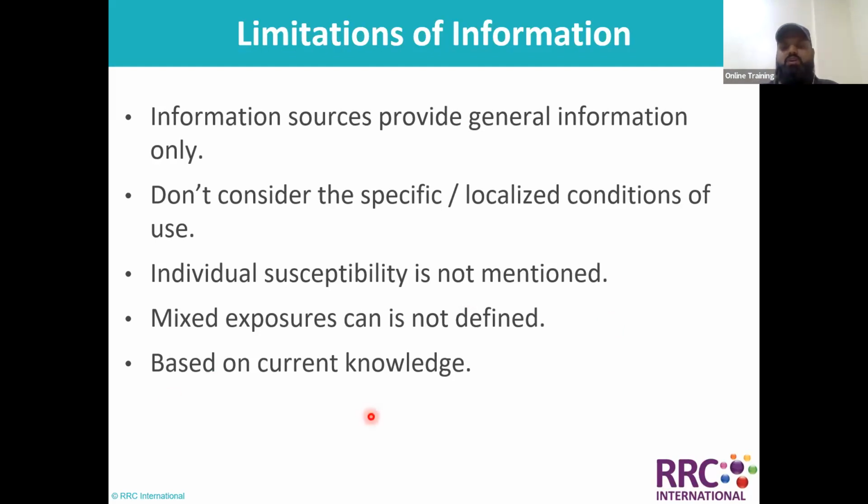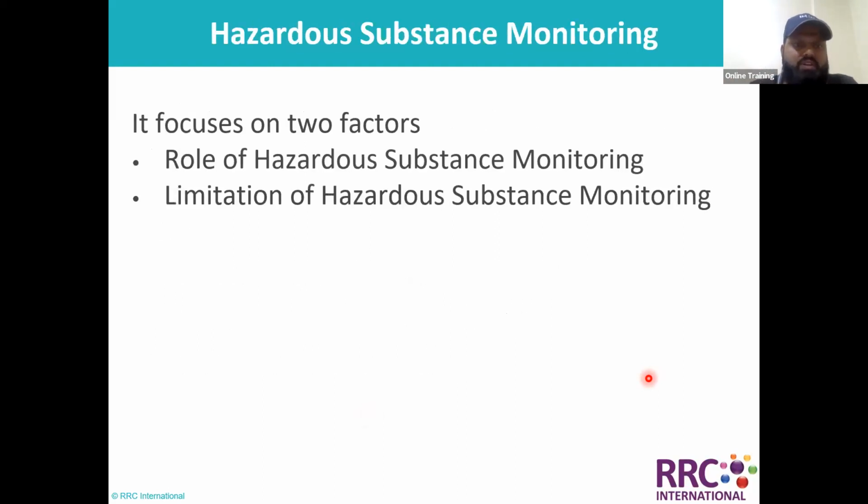And it is based on the current knowledge, only the current knowledge. Later on, what would react, what would be the outcome, what we have to do: in those scenarios, these are not mentioned. So based on the current knowledge, for example, if we are talking about water, what about water as H2O? What about D2O, heavy water? So this information would be based on the current knowledge. In case we have any other isotope related to this chemical, what will happen? What will be the effect on our body? This is what we have to see.